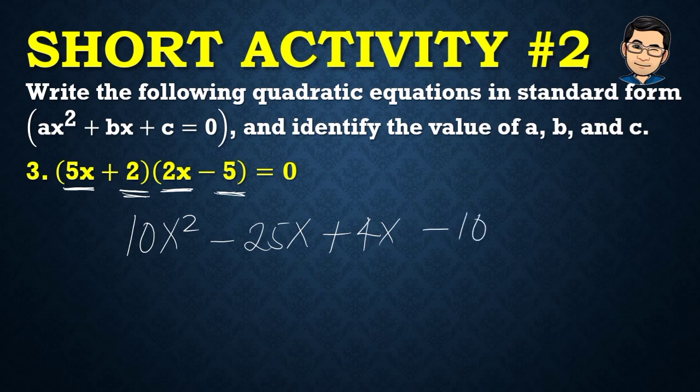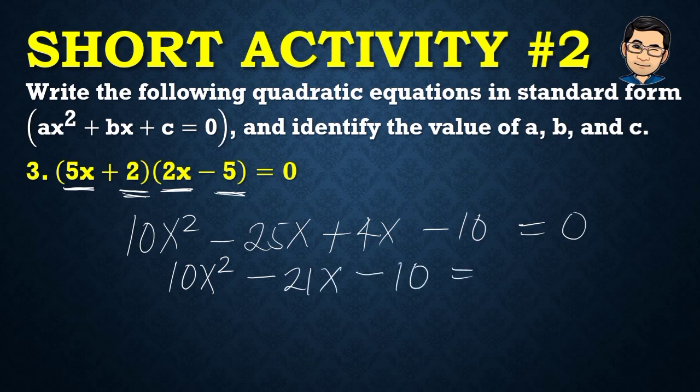As you can see, yung dalawang middle terms natin, yung nasa gitna, negative 25x and 4x, are like terms. So, applying the rule in addition of integers, unlike sign sila, ang gagawin natin, follow the sign of the bigger value and then we subtract. 25 minus 4, that is 21, and then we follow the sign of the bigger value nga, that is negative. So, our final answer is 10x squared minus 21x minus 10 is equal to 0.